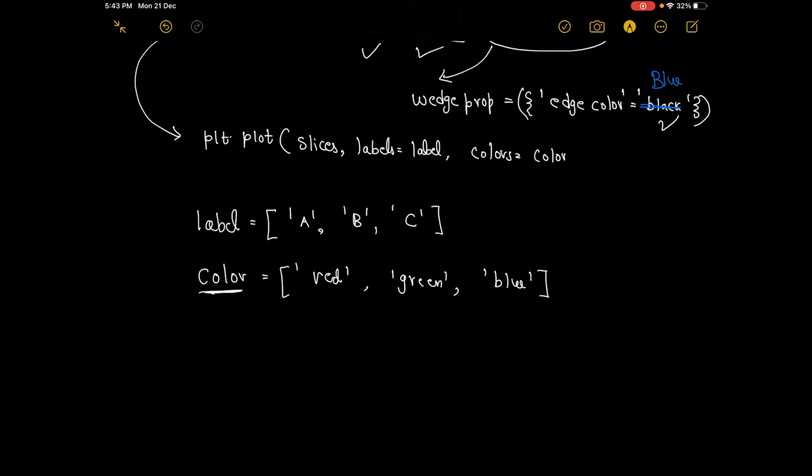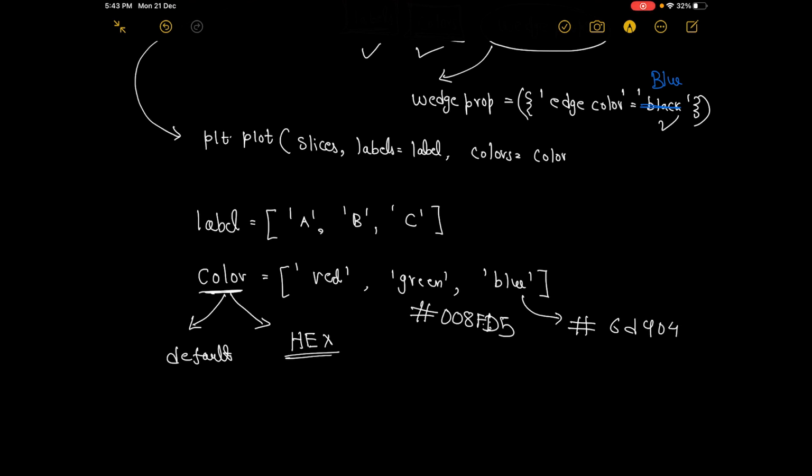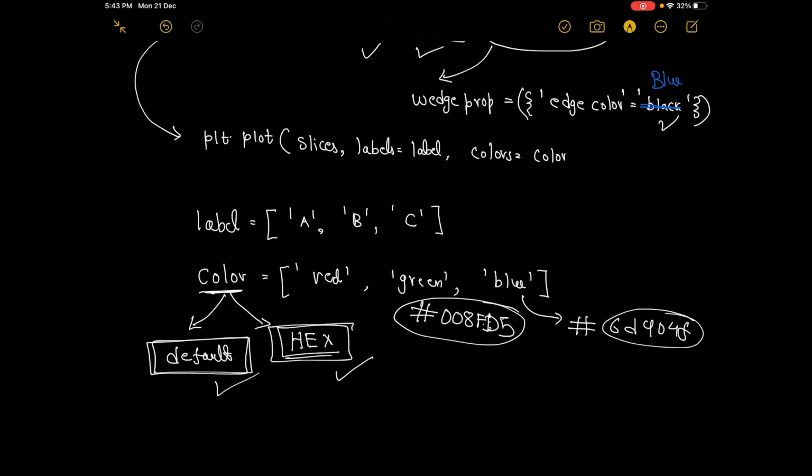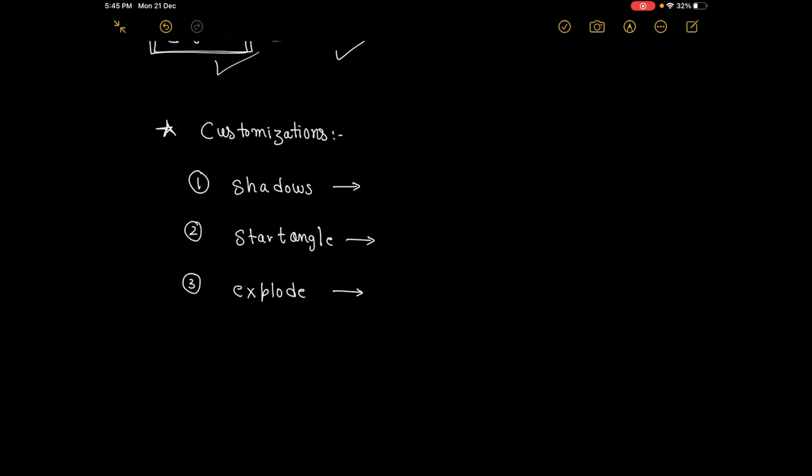Now in the color section, you have the option of choosing the default colors, or if you want to choose the hexadecimal color codes. So I can use something like hashtag 008FD5, or for blue I can use hashtag 6D904F, something like this. So you have the ability to choose the default set of colors or the hexadecimal color codes as well.